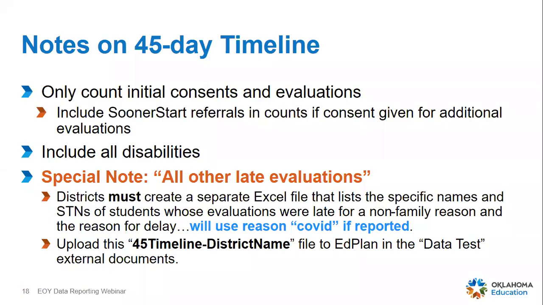Okay, so notes on the 45-day timeline. Only count initial consents and evaluations. Include your Sooner Start referrals in those counts if you received consent for additional evaluations. If you're just using the Sooner Start data and determining eligibility that way without additional evaluations, you don't need to report them for the 45-day timeline, just for indicator 12. Jessica asks, on the days that are over the original 45, just count school days?